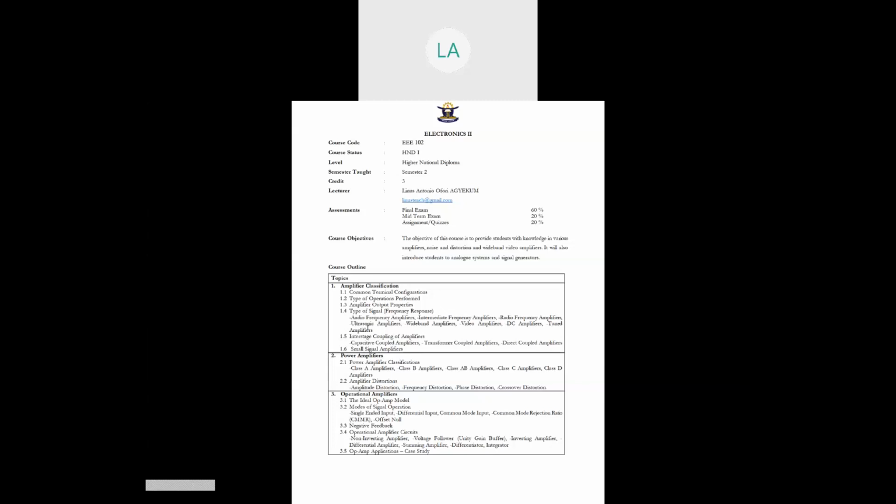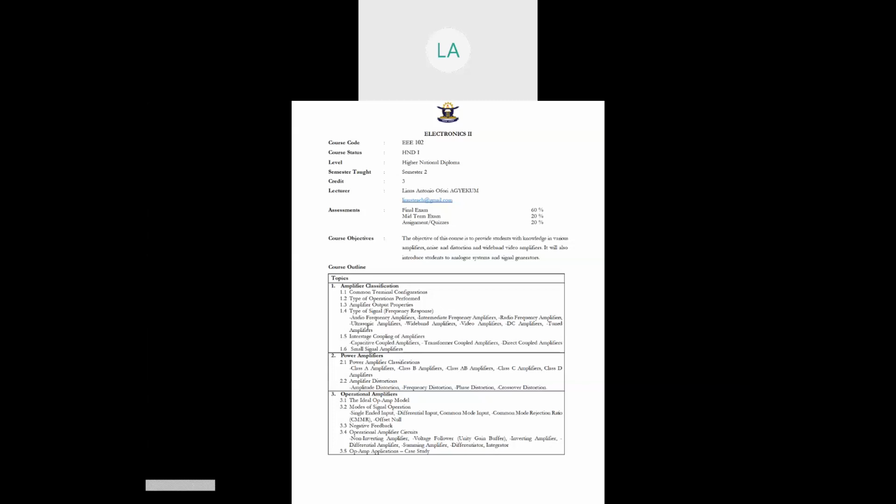We're going to start off with amplifier classifications, where we'll look at the common configurations. We'll also look at operations performed by the type of amplifiers. We'll look at amplifier output properties, and then we'll look at their signal or frequency response. In that case, we'll be looking at audio frequency amplifiers, intermediate frequency amplifiers, radio frequency amplifiers, ultrasonic, wideband, video, DC, and then tuned amplifiers.